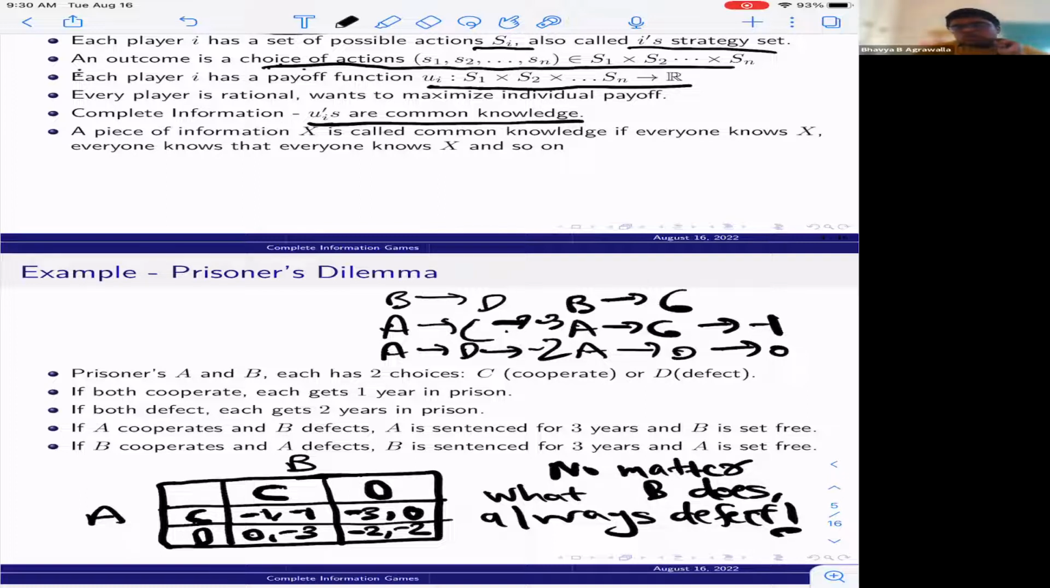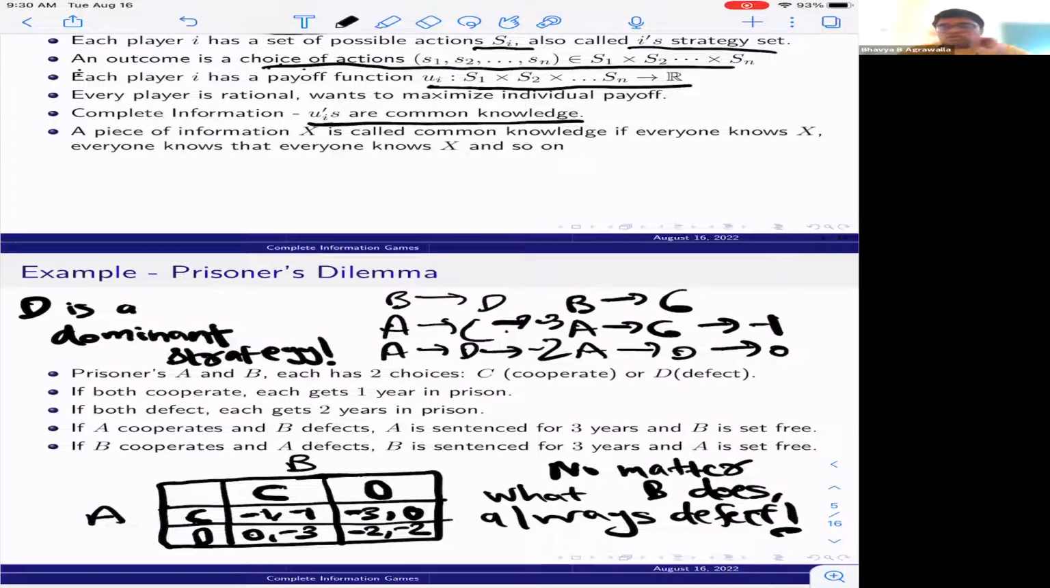Right. So over here we had a strategy for A where no matter what the other people do, that strategy always has the most optimal outcome for A. Such strategies are called dominant strategies. There are notions of weakly dominant and strongly dominant, but I won't get into those. But dominant strategies rarely exist in real life.